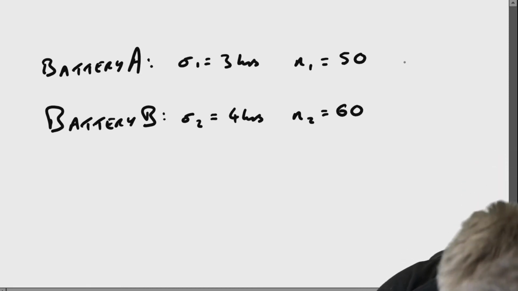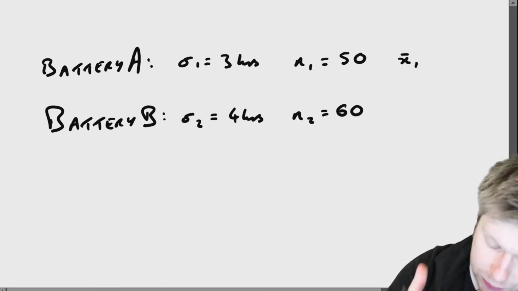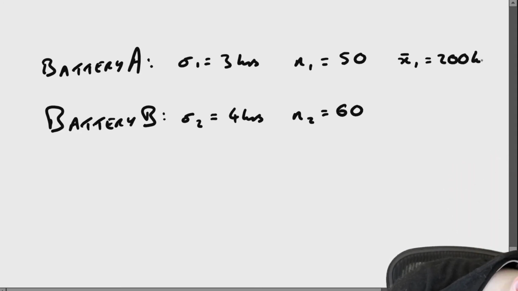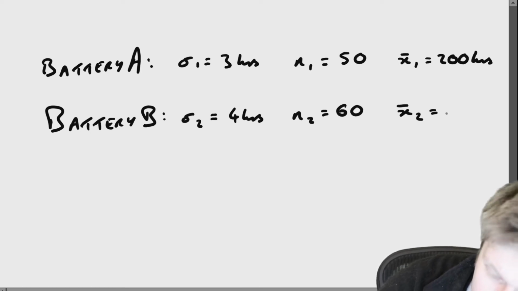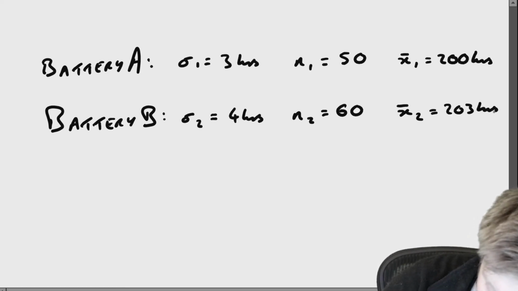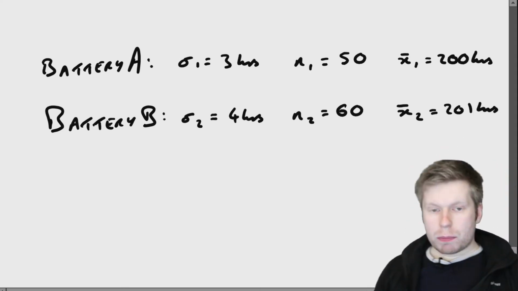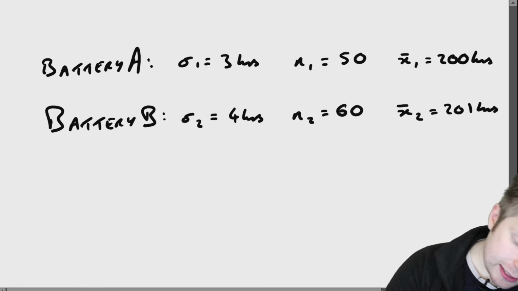I find that the sample mean of these 50 batteries of battery A has a lifetime of 200 hours, and the sample mean of battery B has a lifetime of 203 hours. In fact, I'm going to change that to 201 hours. So my job now is to test this.